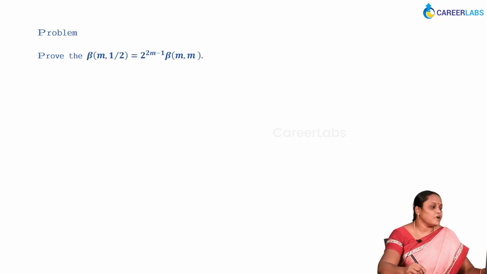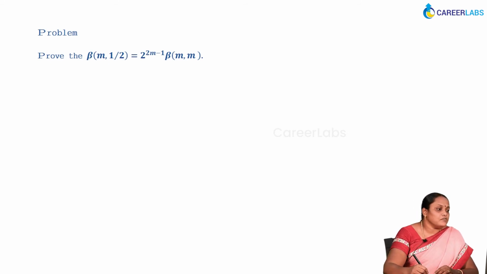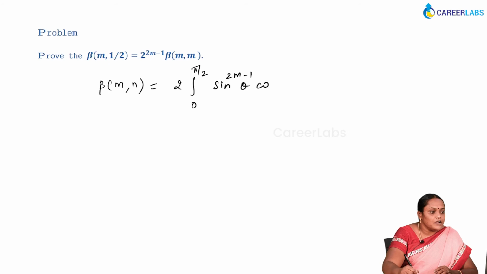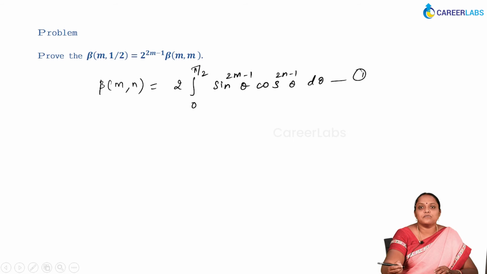We are supposed to prove that beta of m comma half is equal to 2 to the power 2m minus 1 into beta of m comma m. Yeah. So now let us start with the left hand side. Before that, we need the definition of beta of m comma n. So we have two definitions for beta of m comma n. Since the power is of 2m minus 1, we are going to take this definition, that is 2 times integral 0 to pi by 2 sine to the power 2m minus 1 theta and cos to the power 2n minus 1 theta d theta. Let us mark this as equation number 1.